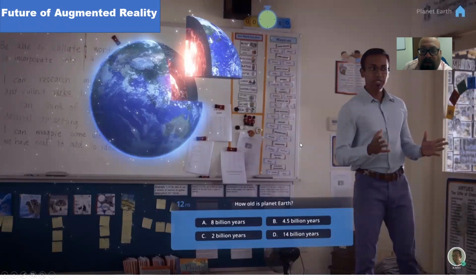All right, so our next section is the future of augmented reality. It's showing how a teacher is using augmented reality to teach the students about our planet Earth.